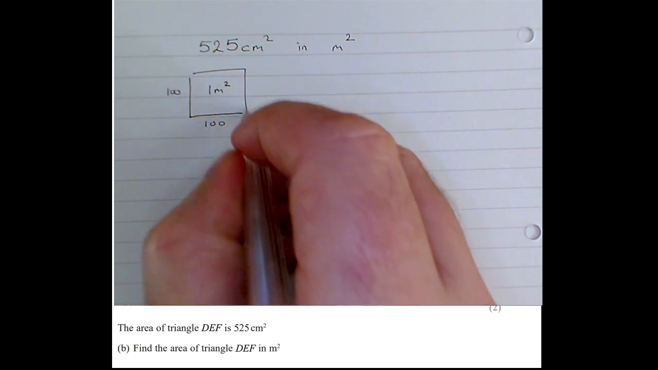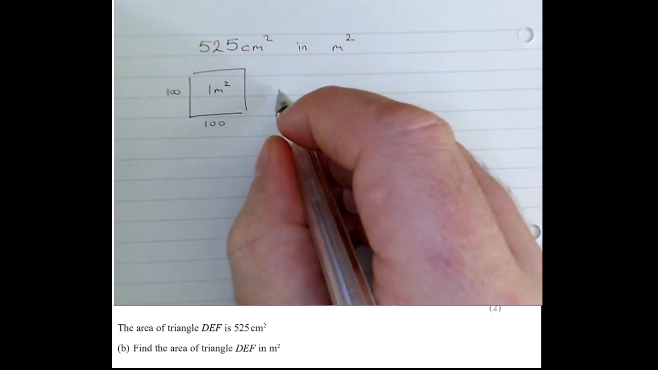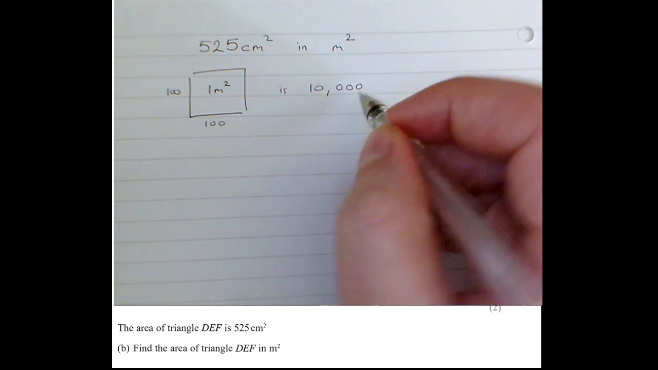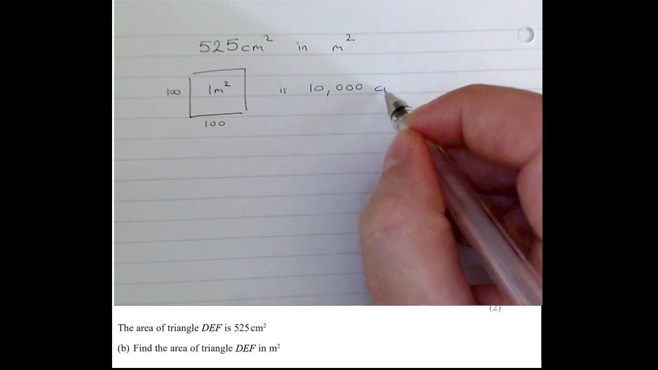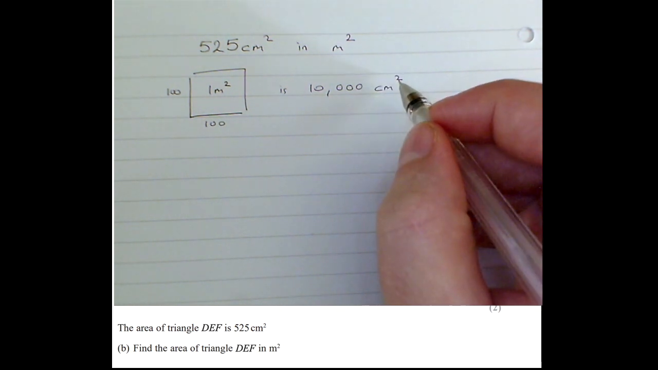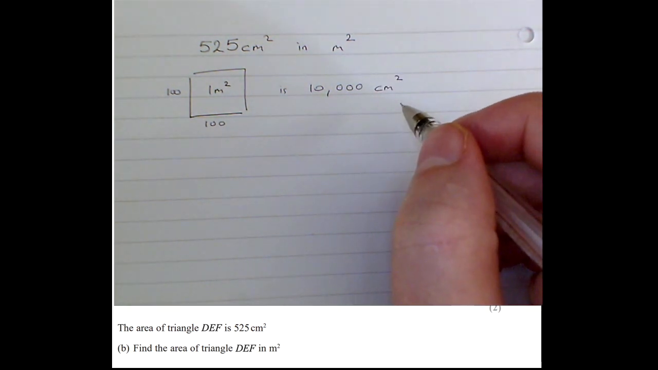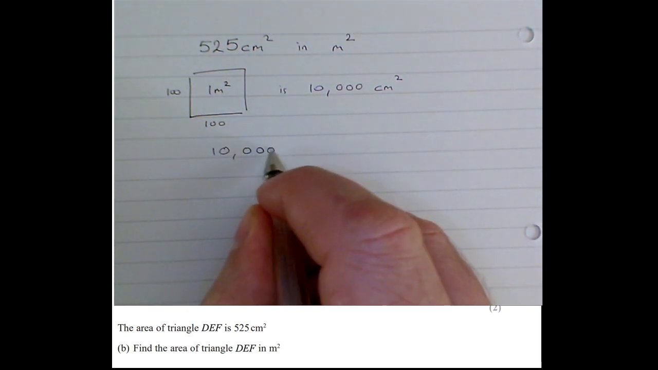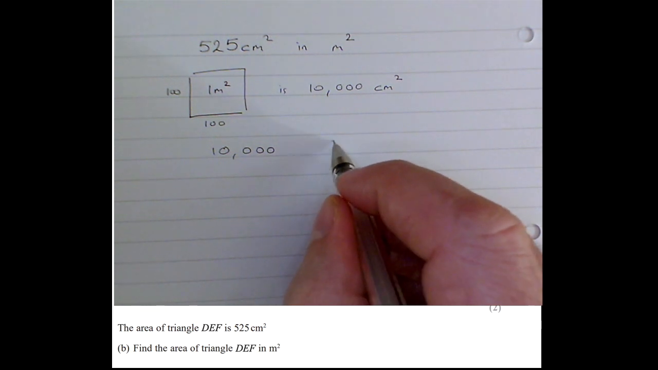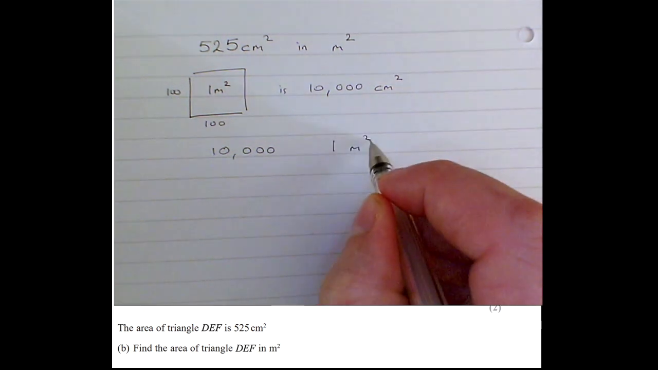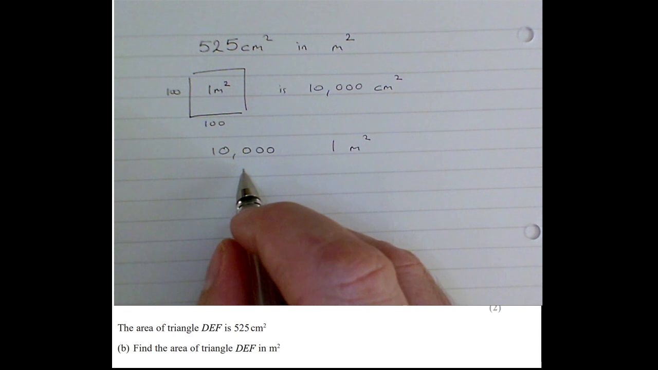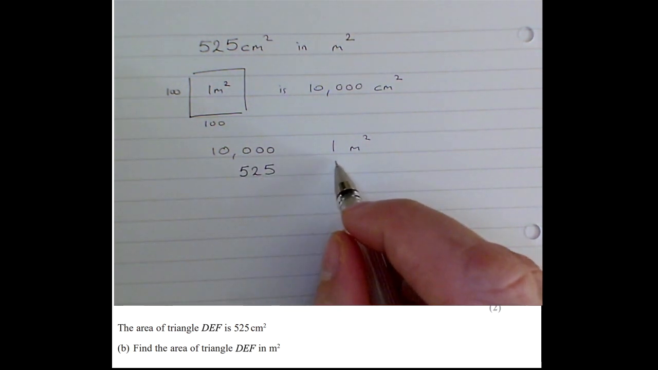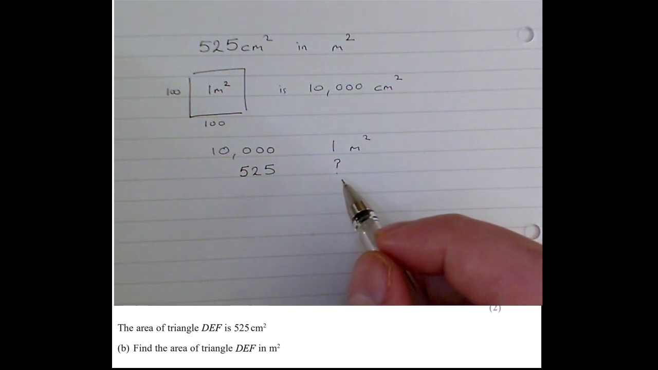Okay, so I've got to turn centimetres squared into metres squared. To remind myself that a metre is 100 centimetres, and 100 by 100 makes 10,000 centimetres squared in 1 metre squared. So let's write that up. I know that 10,000 centimetres squared is the same as 1 metre squared, and I've got 525 centimetres squared, and I want to know how many metres squared I should write down there.